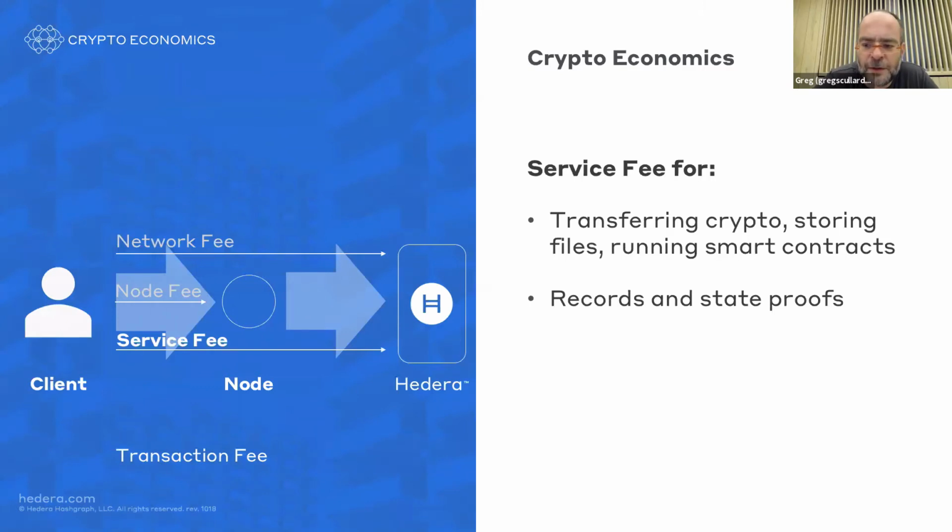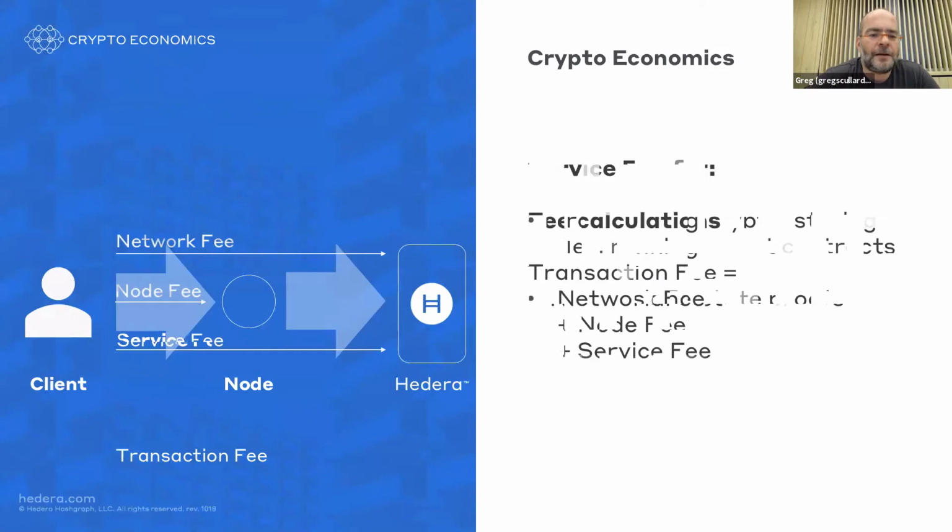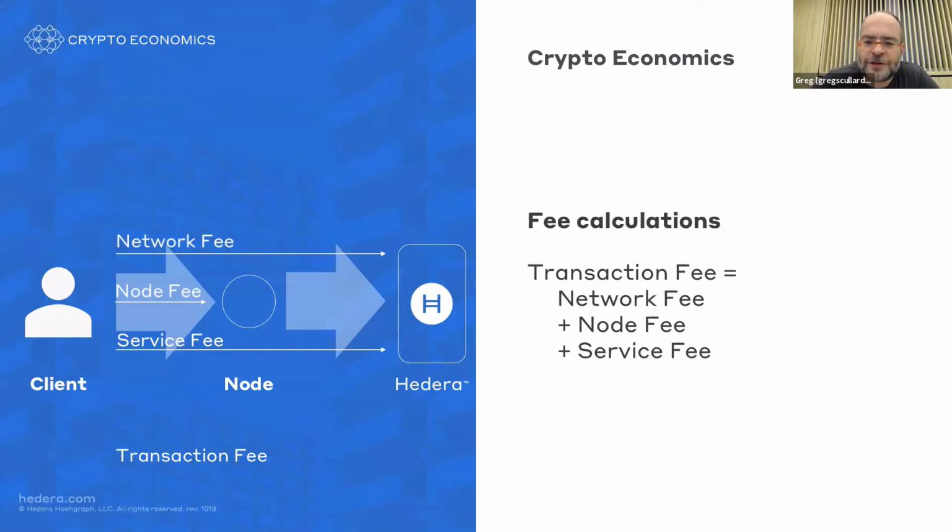It's quite simple, and if you're asking for a lot, then it will be relatively expensive, and if you're asking for a little, then it will be relatively low. So the fee calculation is pretty straightforward. It's invisible to the end clients, but it's the network fee, the node fee, and the service fee. But the point here is to stop attacks.